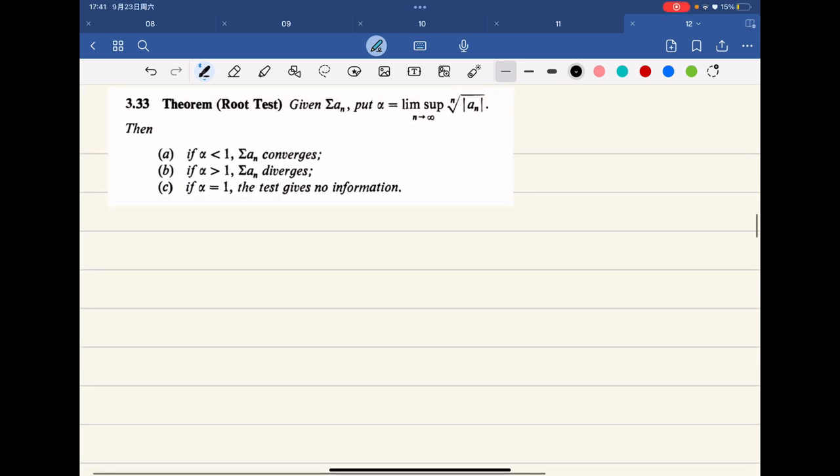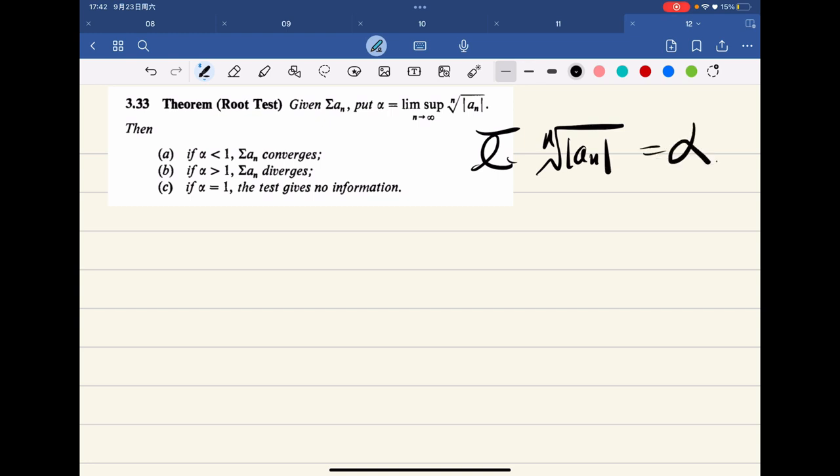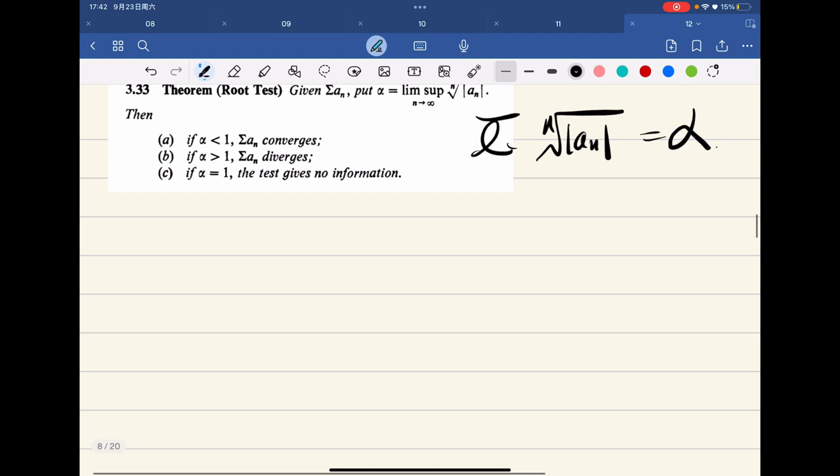All right, so the root test. The root test is that if you're given a series, we put alpha as the upper limit of this sequence, the nth root of the absolute value of a n. So now part A, part B, part C. If alpha is less than 1, then it converges. If it's greater than 1, then it diverges. If it's equal to 1, it gives no information.